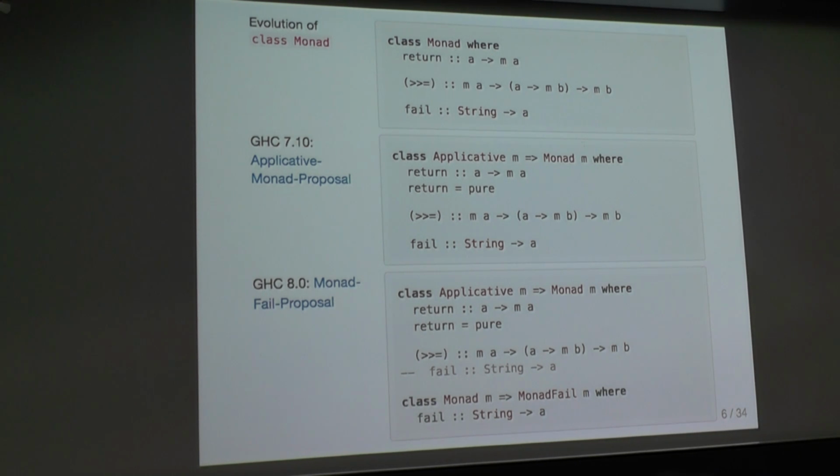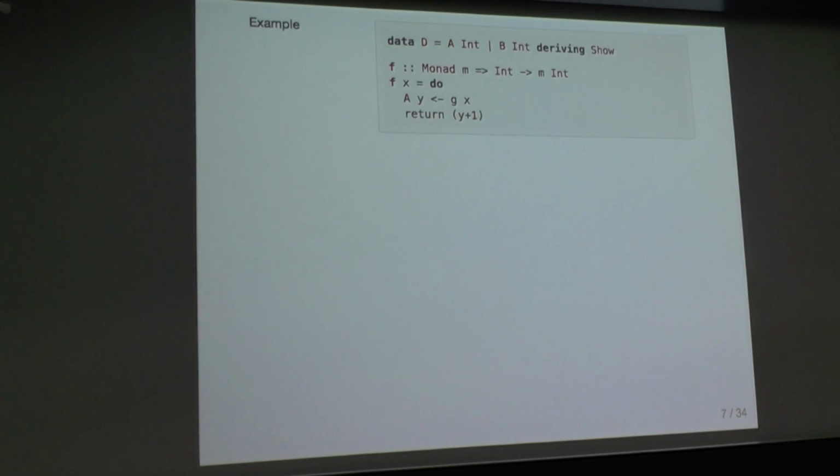Okay, why is this important? What's the big deal here, right? Okay, let's look at this example. So we have some data type called D with two data constructors A and B. We have a function that is abstract over the monad it runs on. So you don't know which one it is. It's some monad, that's okay.